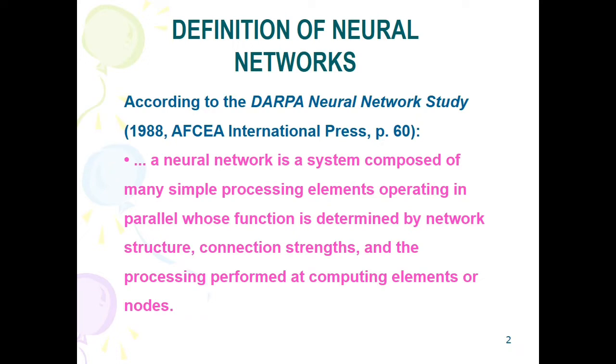So a neural network is a combination of network structure, connection strengths and processing elements. The speed depends upon the synapse, that is the connection strength, and the processing is performed at the computing elements or nodes.